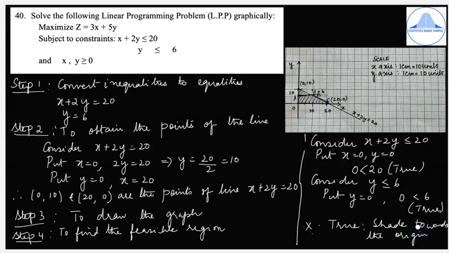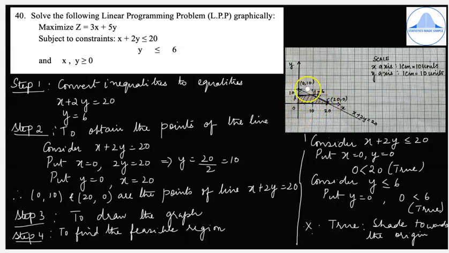Okay, so now take the first inequality or the equation which we have, that is x plus 2y is equal to 20. For this we got the condition as true. So I am using the pencil and I am shading towards the origin. Then the next inequality which we have is y is less than or equal to 6. Even for that the condition is true. Okay, so that is this line. For this line we have got the condition as true. So using the red pen, again I am shading towards the origin.